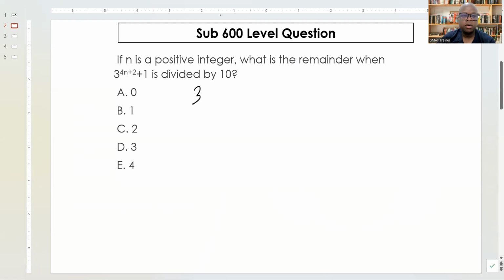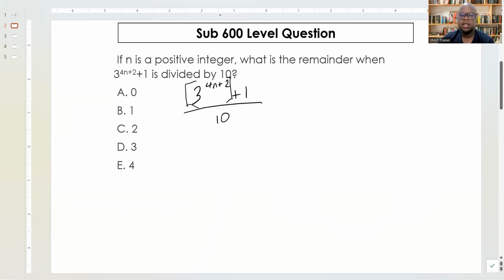So you have 3 raised to power 4n plus 2, plus 1. Then you divide all this by 10 to get some remainder. Before we can add the 1, we need to first simplify the first part, 3 raised to power 4n plus 2, to the smallest terms possible so you can know the units value. When you get the units value, you add 1 and see whether the remainder is less than 10.